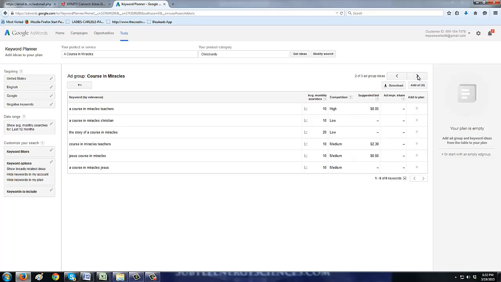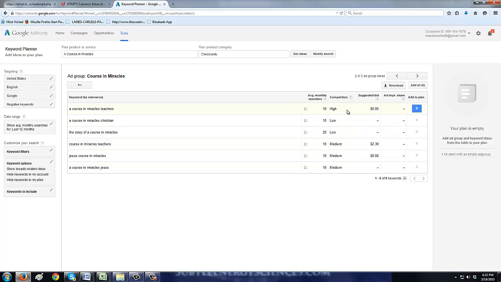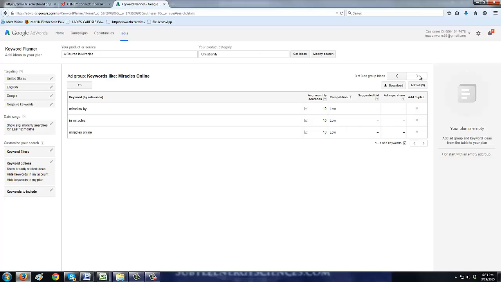So here it is again, Course in Miracles, and you can see the average monthly search is high, low, medium, whatever. And there really aren't very many choices here. I'm going to show you one more of the 3 suggestions. So they have Miracles and Miracles Online. In the old days, we used to use this tool primarily to find everything, but as it turns out that this isn't a very thorough research data for us to really see the whole picture of what the best choices are for keywords.